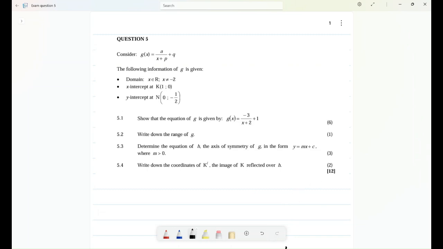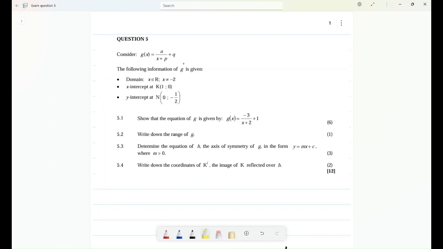In today's video, we're going to look at another question under a hyperbola function. All right, so it reads as follows. Consider g of x. It is given as that one. You are given just an original equation without the value of p, q, or a. Now, the following information of g is given. This information is with regards to g, and I believe it is going to help us to find the value of a, p, and q.